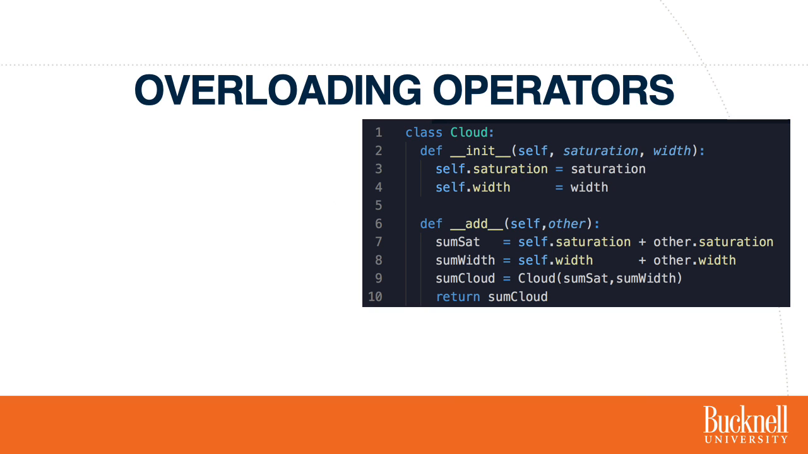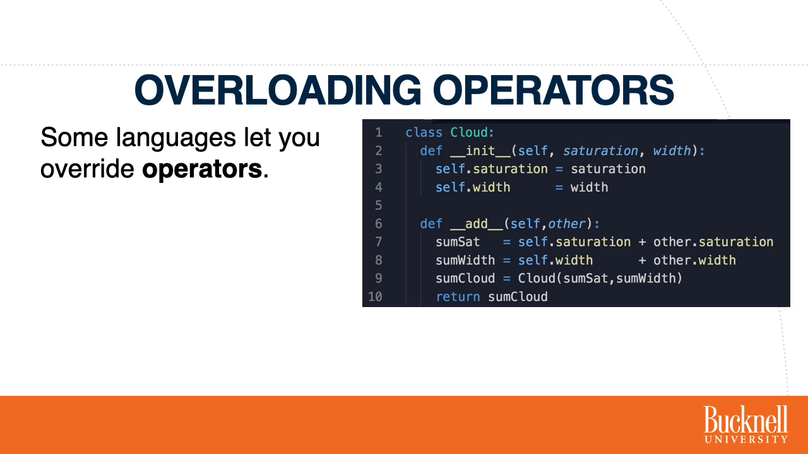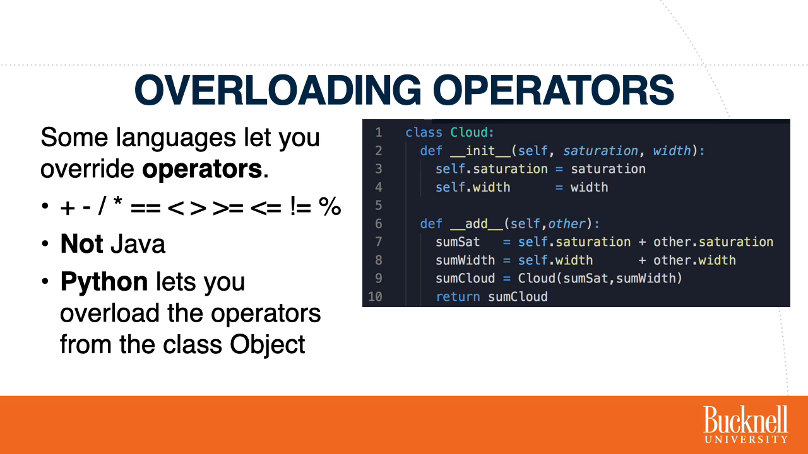Some programming languages allow operators to be overloaded. By operators, I mean symbols, usually infix symbols, that can be placed around variables, such as plus, minus, divide, multiply, equals, less than, greater than, not equals, modulo, and so on. Java does not allow you to override operators. Conversely, Python lets you overload the operators that it inherits from the class object.